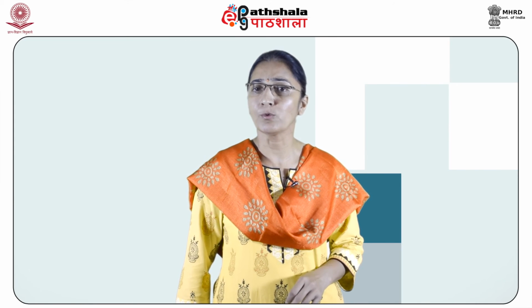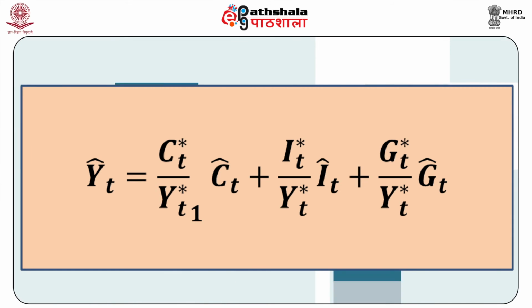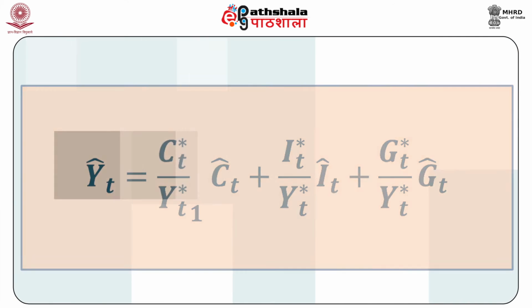y_t hat is equal to phi 1 into c_t hat plus phi 2 into i_t hat plus phi 3 into g_t hat, and phi 3 is equal to g_t star divided by y_t star. So y_t hat becomes equal to (c_t star upon y_t star) into c_t hat plus (i_t star upon y_t star) into i_t hat plus (g_t star upon y_t star) into g_t hat.